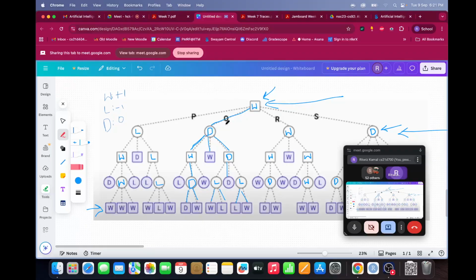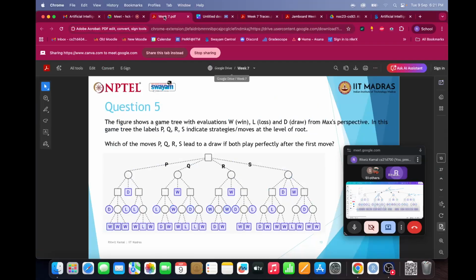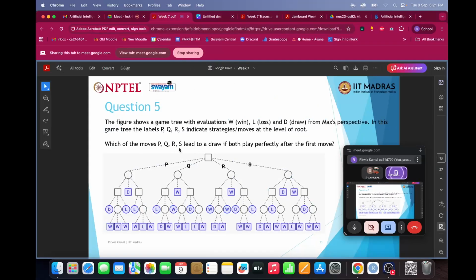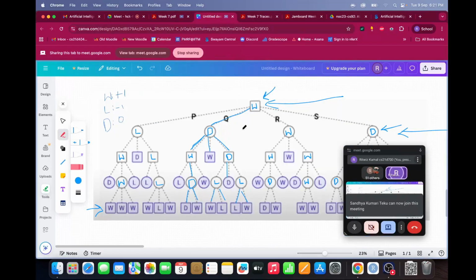So the next question tells us which of the moves P, Q, R, and S will lead to a draw if both players play perfectly after the first move. So going back to the tree, which of these P, Q, R, and S have a draw result after the first move?